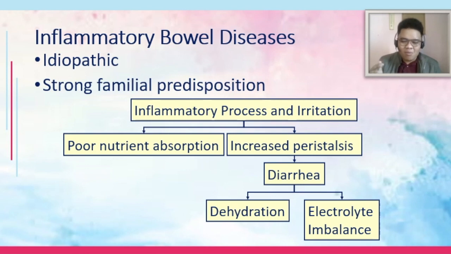If it is your small intestine, you will have a big problem with malnutrition because the area of absorption of nutrients is primarily the small intestine. If the large intestine, you will have a big problem with dehydration. The next problem is increased peristalsis, which is why your patient is having diarrhea. Then dehydration, fluid volume deficit, and later on electrolyte imbalance. So this is the simple thing that happens in inflammatory bowel disease. Simple as it may sound, there are a lot of things that we need to remember.